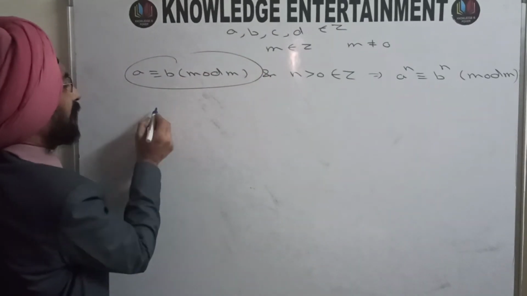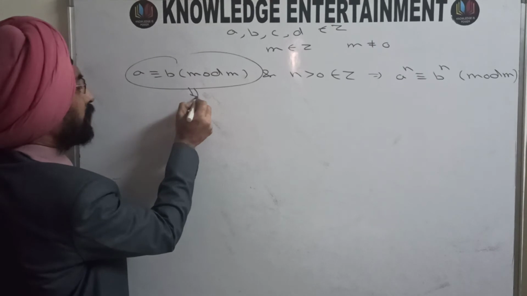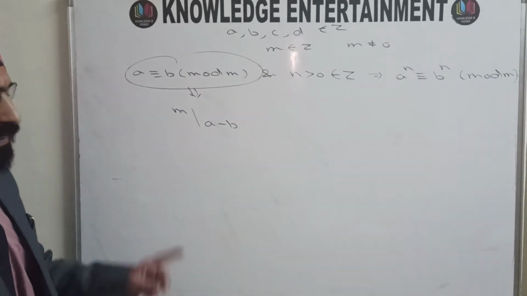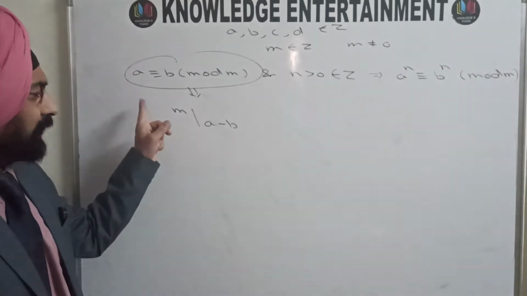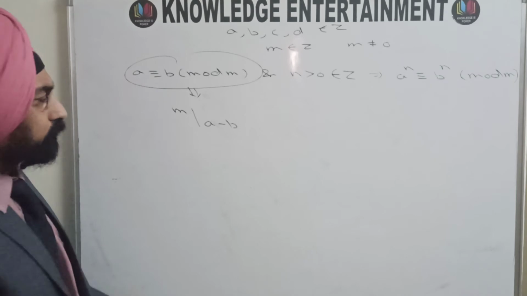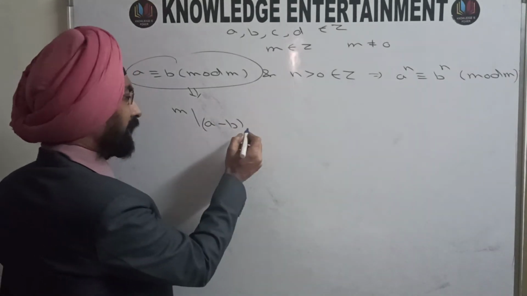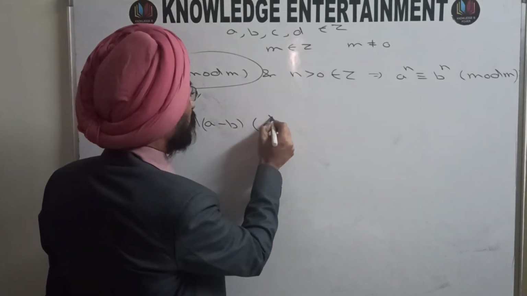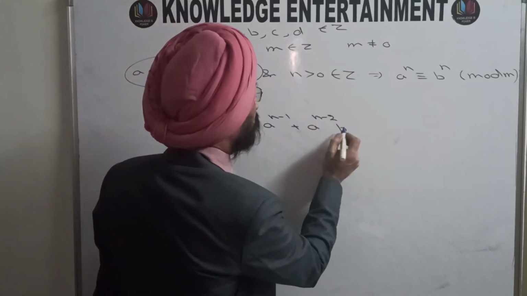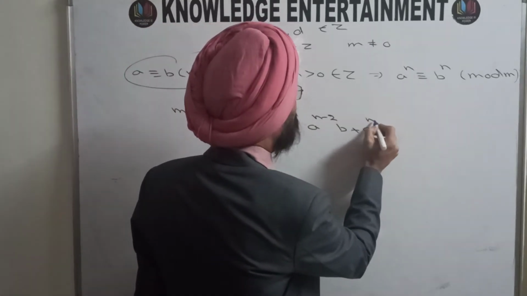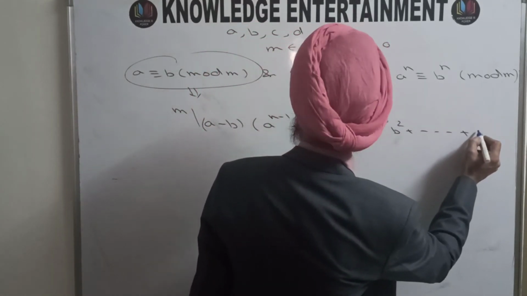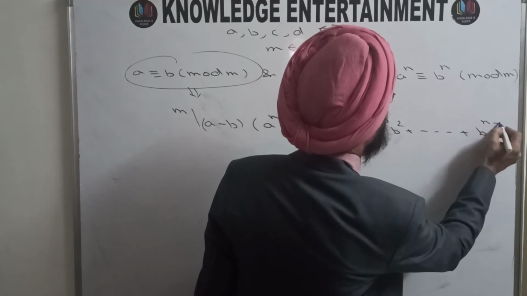Once again we are given that A is congruent to B modulo M, which means M divides A minus B. And if M divides A minus B, then definitely M divides any multiple of A minus B. So I'm multiplying this A minus B by A raised to the power N minus 1 plus A raised to the power N minus 2 times B plus A raised to the power N minus 3 times B square, and so on. I'll move up until I get B raised to the power N minus 1.